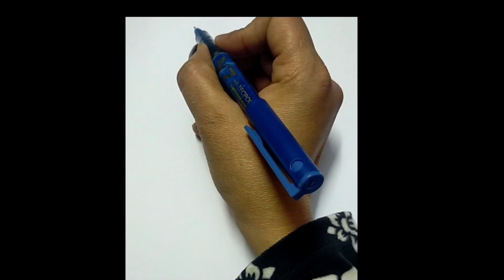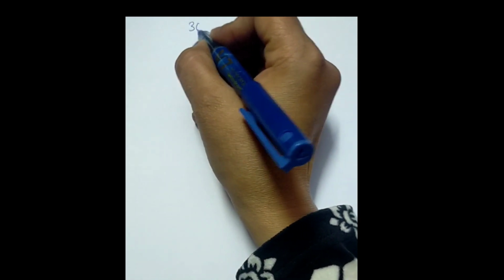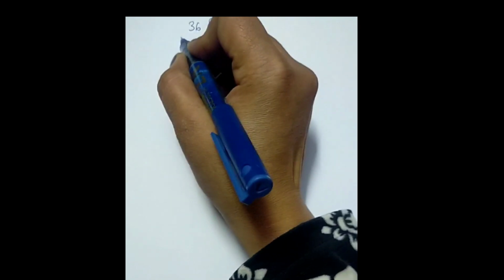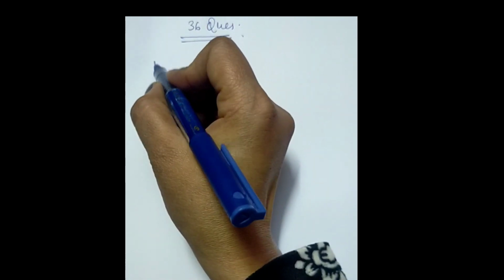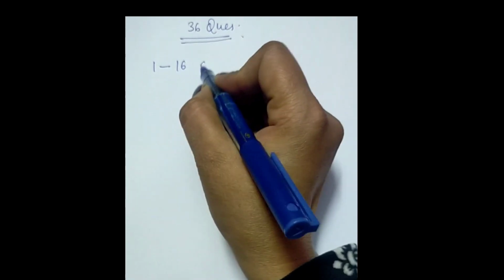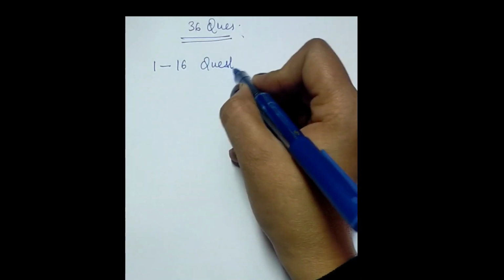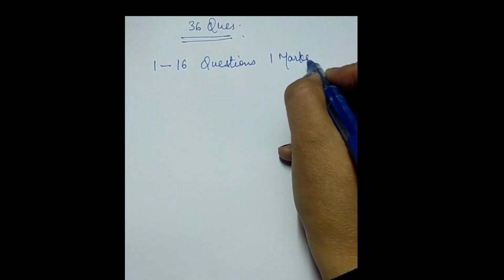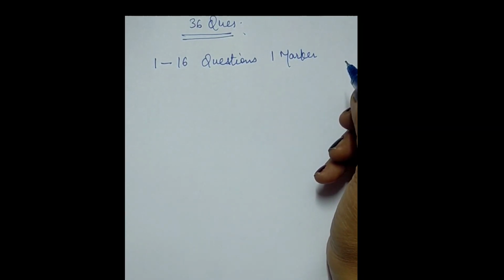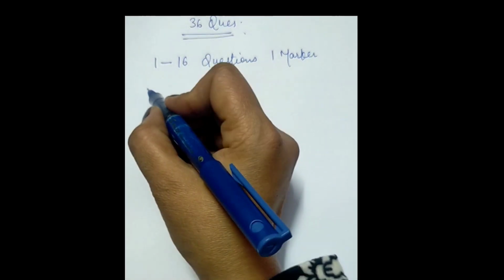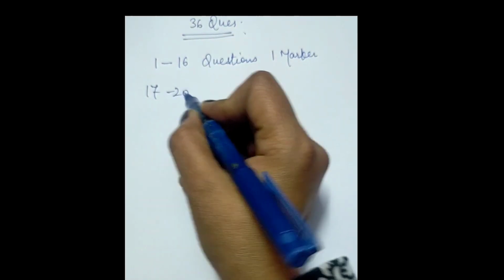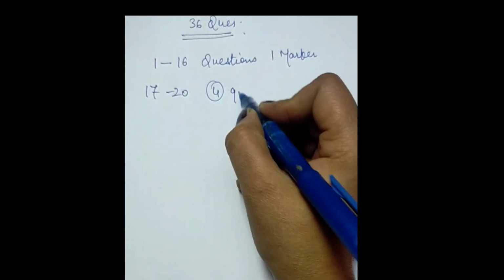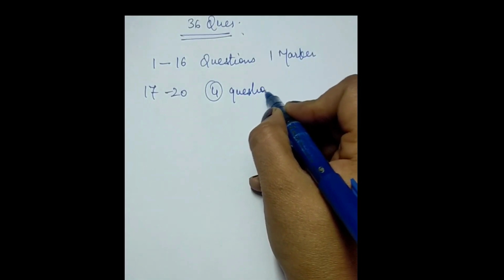As you know, we have 36 questions in all as per the new pattern, out of which 1 to 16 questions are 1 marker questions. These are 1 marker questions. There will be no MCQs, simply 1 marker. Then we have 17 to 20, 4 questions which are case study based questions.